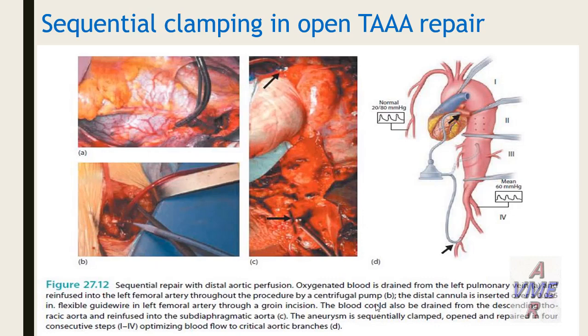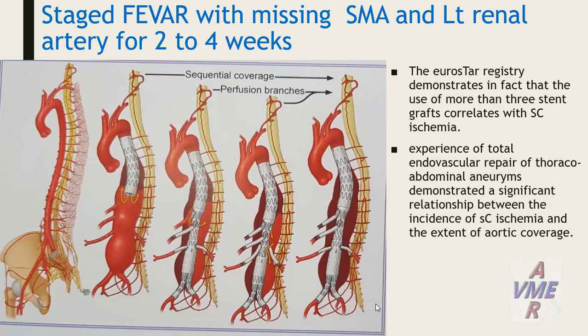So these are very important tips during open AAA repair: sequential clamping and left heart bypass. Also, sequential clamping for FEVAR or fenestrated EVAR is called staged fenestrated EVAR with missing branches. It is difficult to detect which branch should be missed, but sometimes they miss the superior mesenteric or left renal artery for 2 to 4 weeks, and sub-centimeter spare for the celiac trunk and one internal iliac artery, and so on.